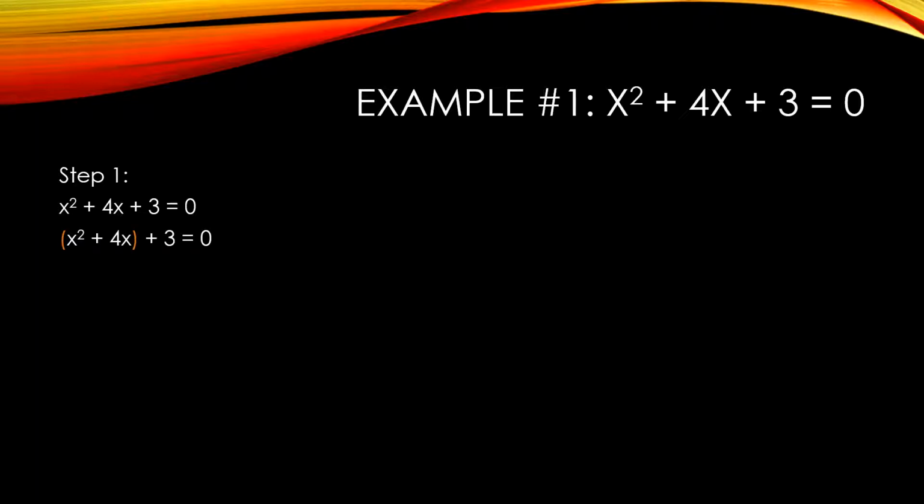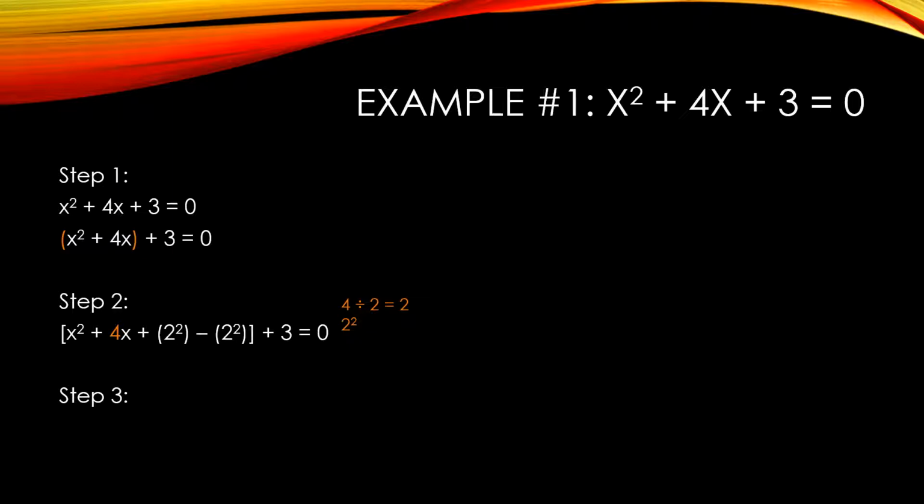Now our a value is 1, so we don't need to common factor, and remember, we never common factor our variables. Step number 2, so we're dividing the second term by 2 and squaring it. So that means 4 divided by 2 equals 2, and then 2 squared. We are going to add 2 squared and subtract 2 squared, all within the bracket here, to give us x squared plus 4x plus 2 squared minus 2 squared, close bracket, plus 3 equals 0.